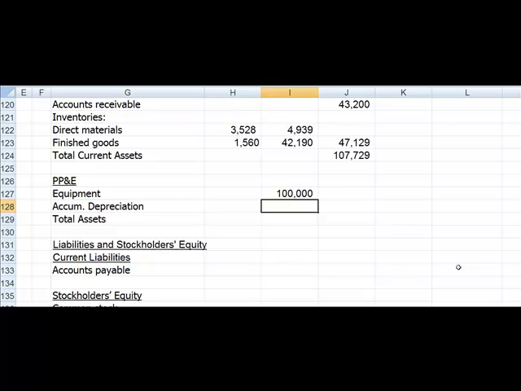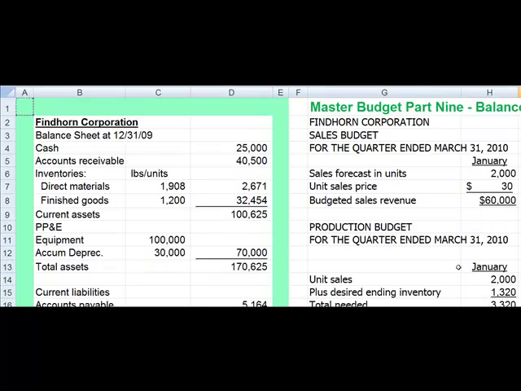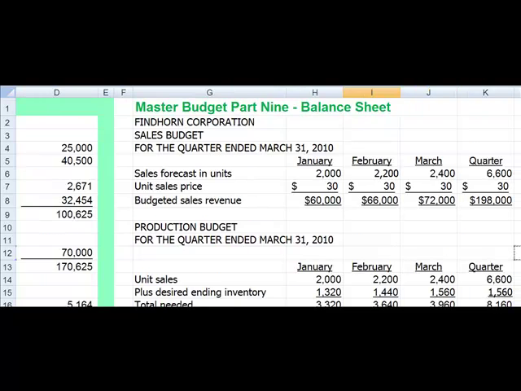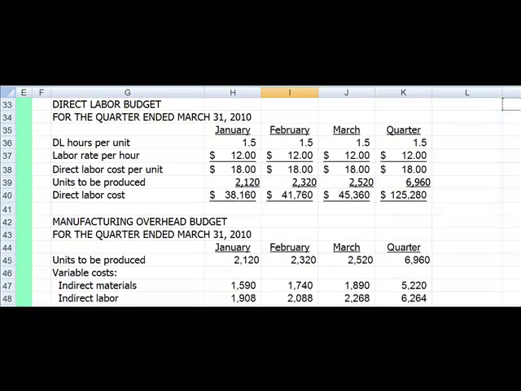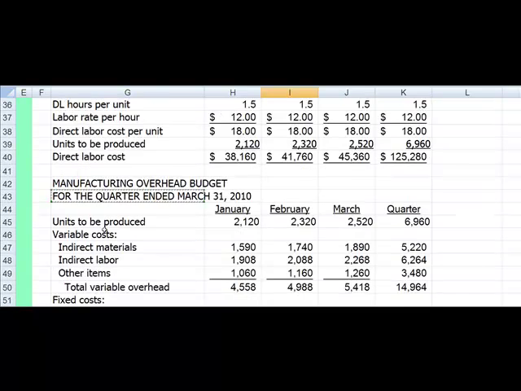Now, accumulated depreciation, we're going to start putting in our equal signs, go back to, and I'm hitting Control Home to get back to my balance sheet, and pick up accumulated depreciation. But we did have some depreciation charges during the quarter, so we're going to have to add those. So I put in a plus sign, and I'm going to go over to my overhead budget, my production overhead or manufacturing overhead budget.